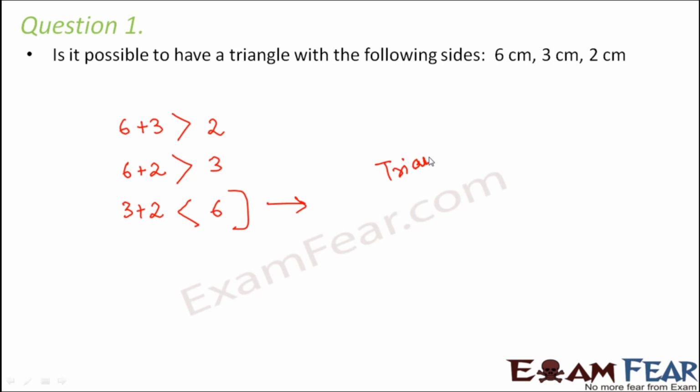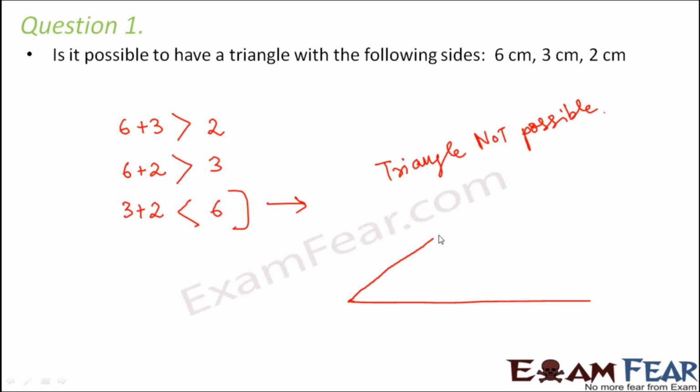Therefore, drawing a triangle with these three sides is not possible. So if you want, you can actually try it out. Take a ruler and draw a line of 6 centimeters. Then you try to draw a line of 3 centimeters. And then you try to draw a line of 2 centimeters. And you'll see that they'll never meet.